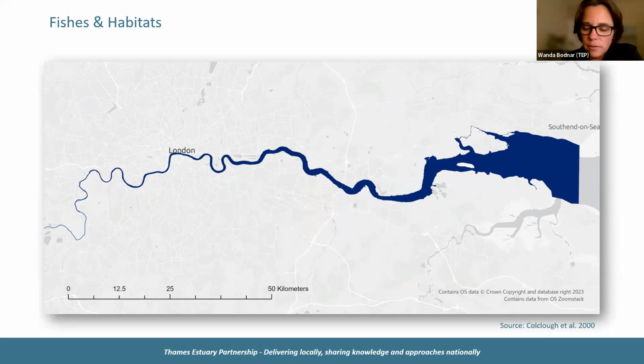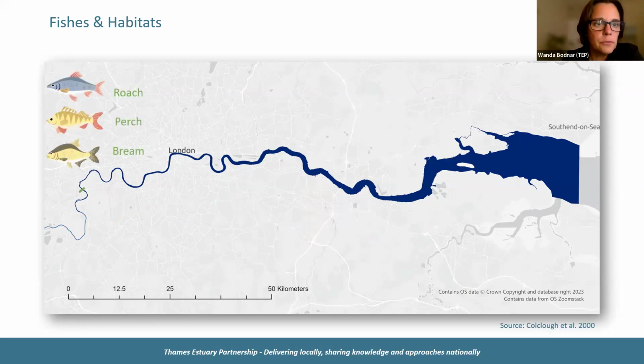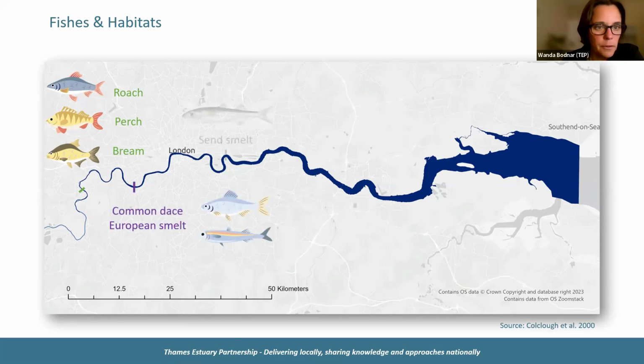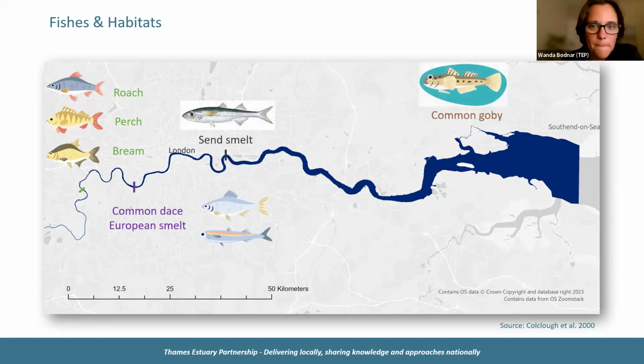Research also shows that there are 7 species of fish that are spawning in the Thames. These are the roach, perch, and bream, somewhere around the Richmond half-tide weir, common dace and European smelt around Wandsworth, the sand smelt around the Greenwich Peninsula, and common goby around Canvey Island.